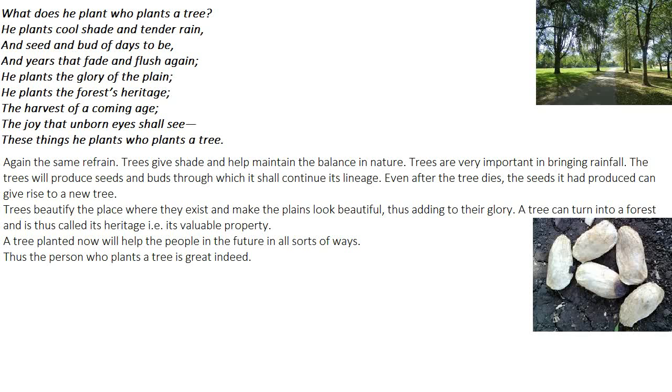Okay, the joy that unborn eyes shall see, the harvest of a coming age, the joy that unborn eyes shall see. Okay, so we see a lot of trees around us, and they were planted years ago. So one tree that is planted now is going to give joy and benefits to all the people who are going to be born in the future. So that's why it's going to bring joy to unborn eyes, and this is what is implied by these lines. These things he plants who plants a tree. So all of this is planted by the person who is planting the trees.